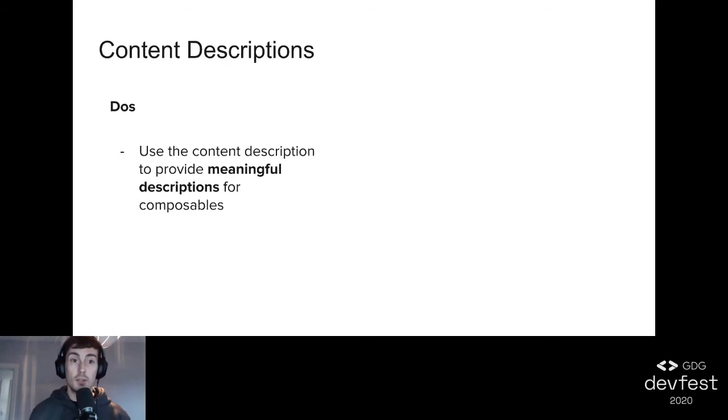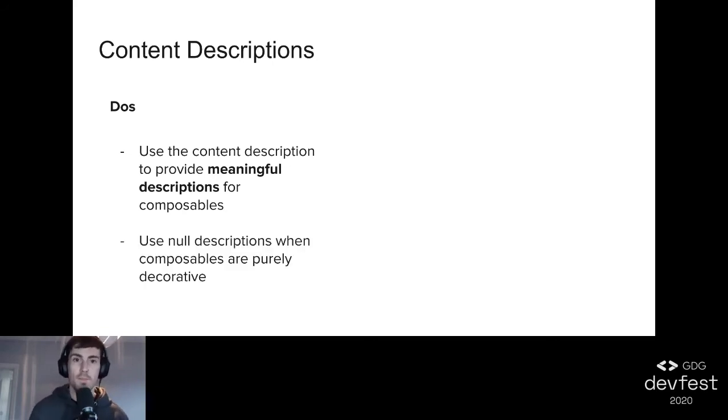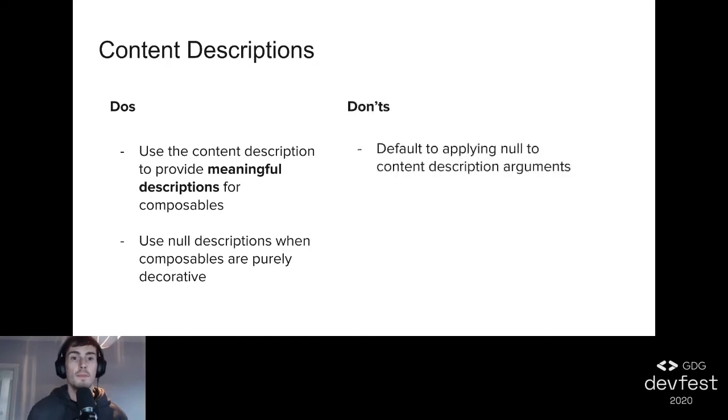So when it comes to these content descriptions, you can use them to provide meaningful descriptions for your composables, allowing accessibility services to provide meaning to visual elements on the screen. And remember, it's okay to mark content descriptions as null if there is no need to provide meaning for a composable. This is usually when the composable is for decorative purposes only.